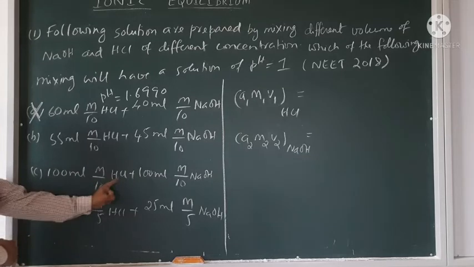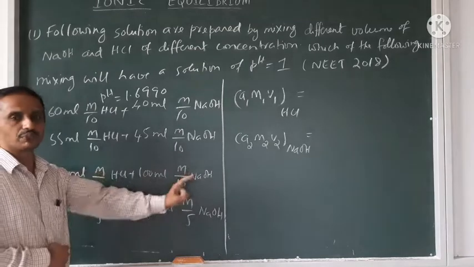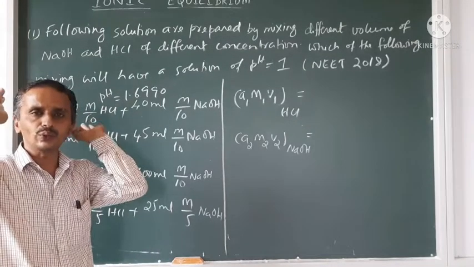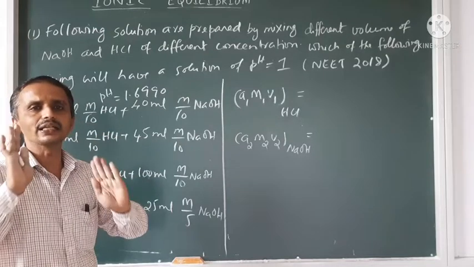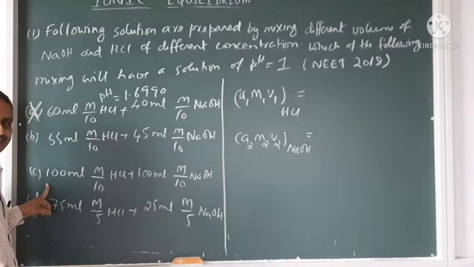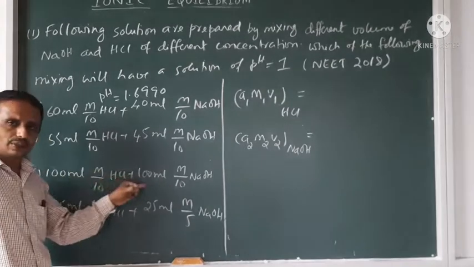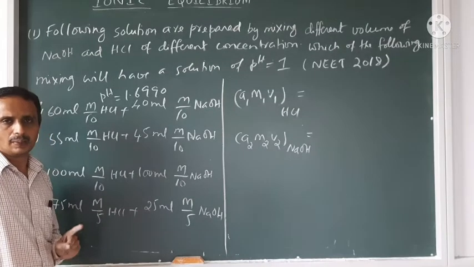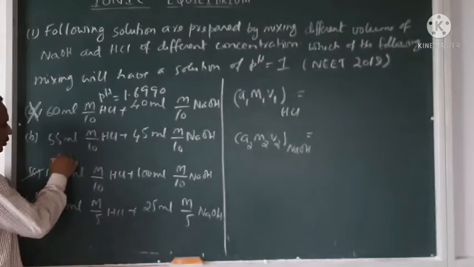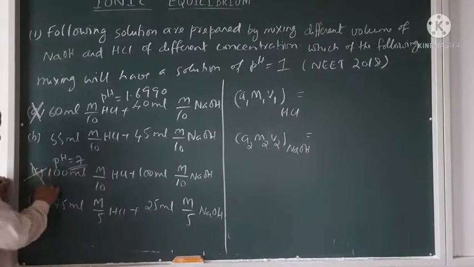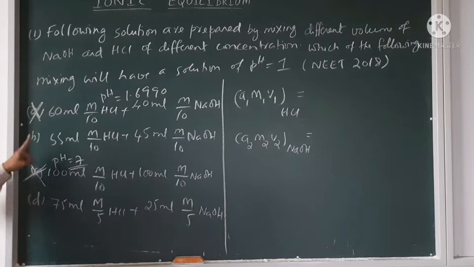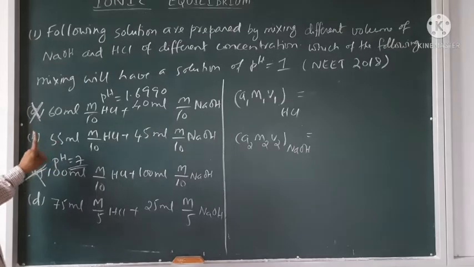100 ml of 0.1 HCl with 100 ml of 0.1 NaOH. Means A1 M1 V1 and the A2 M2 V2 values are exactly equal to each other. Means in this there is no excess reagent nor limiting reagent remaining. Means here complete neutralization will be there. So here the pH will be equal to 7 in this case. So this also cannot be the option. So no need to see the C option. Now see the B option.